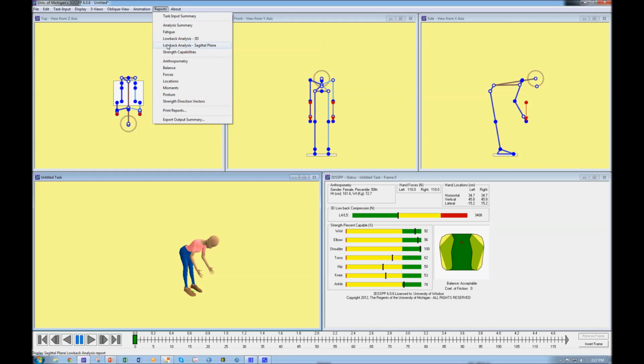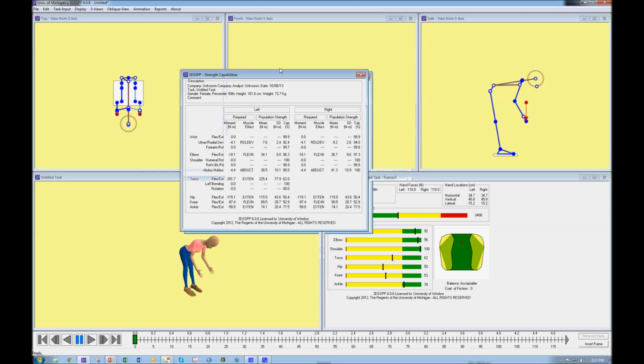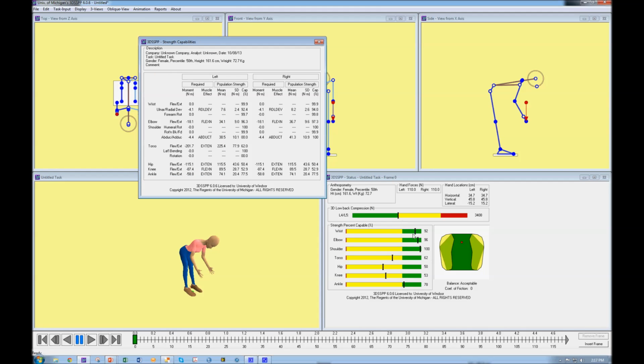You'll also be going into the strength capabilities right here, which is a more in-depth analysis of what we see down here. And again, as we've seen in class, we have a left and right side. We have the required moment. Again, that's the required moment based on this posture and the load magnitude, what the moments at each of the joints are required to do to maintain this static posture.